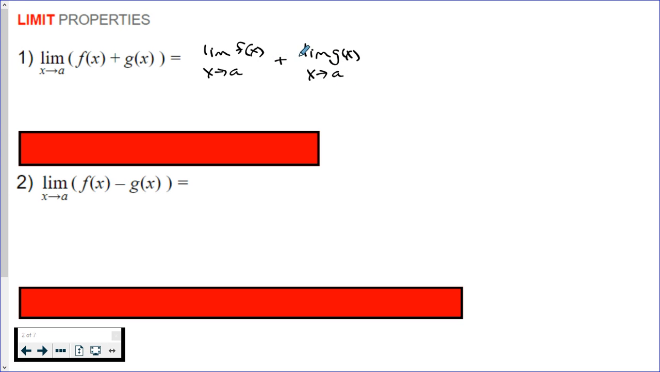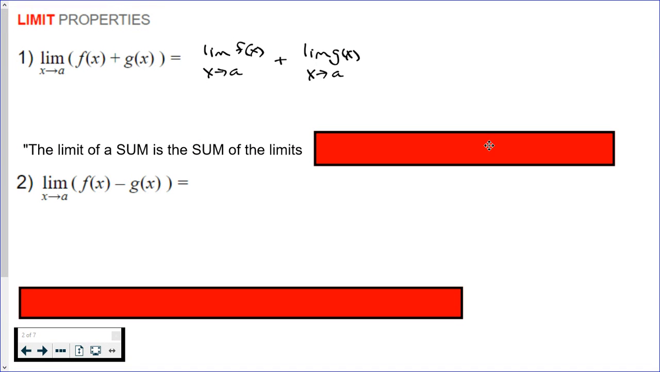Hopefully you say add them, right? And so the way we remember this is we say that the limit of a sum is in fact the sum of the limits, right? So I'm missing the quotation mark there. So you should write this down. The limit of a sum is the sum of the limits.